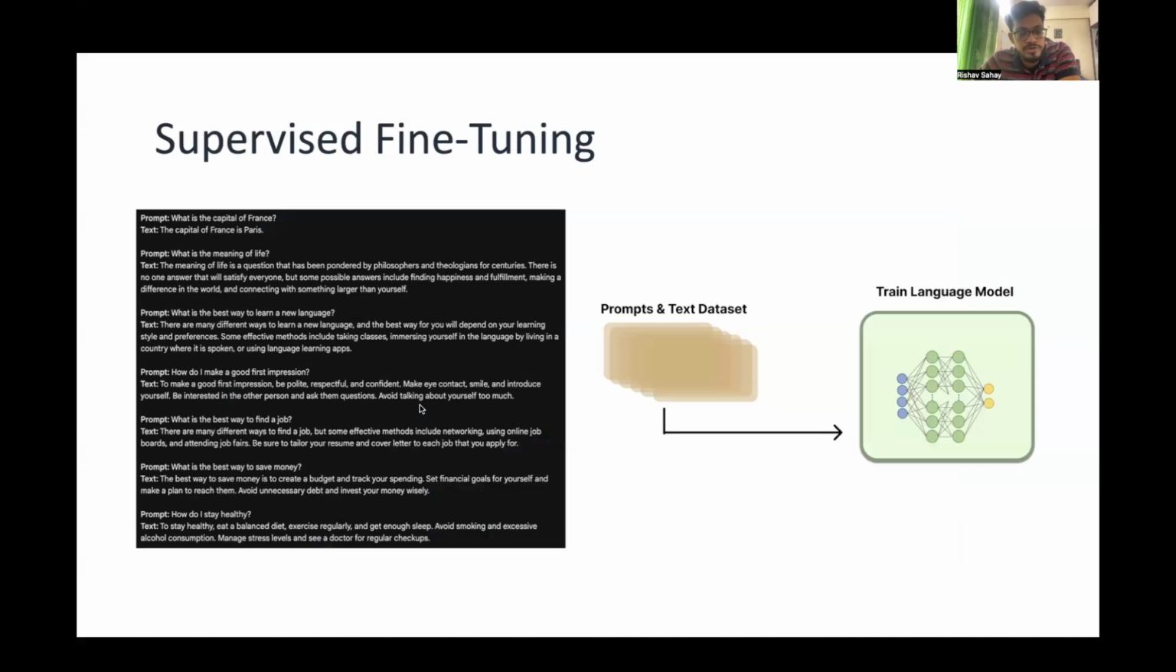Before going to RLHF, we'll look at an example of supervised fine-tuning. This is how the human-curated prompts and responses will look. What is the capital of France? There will be an ideal response like, the capital of France is Paris. What is the best way to learn a new language? And then humans will annotate and write the most appropriate response to it.